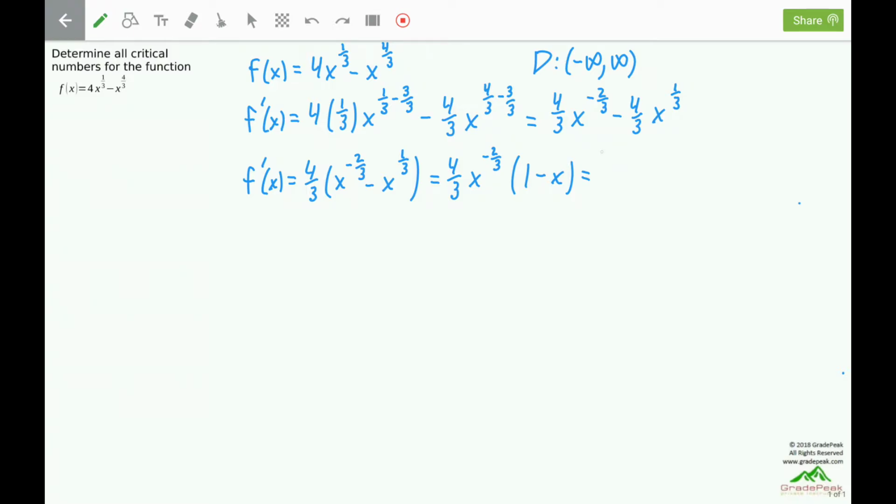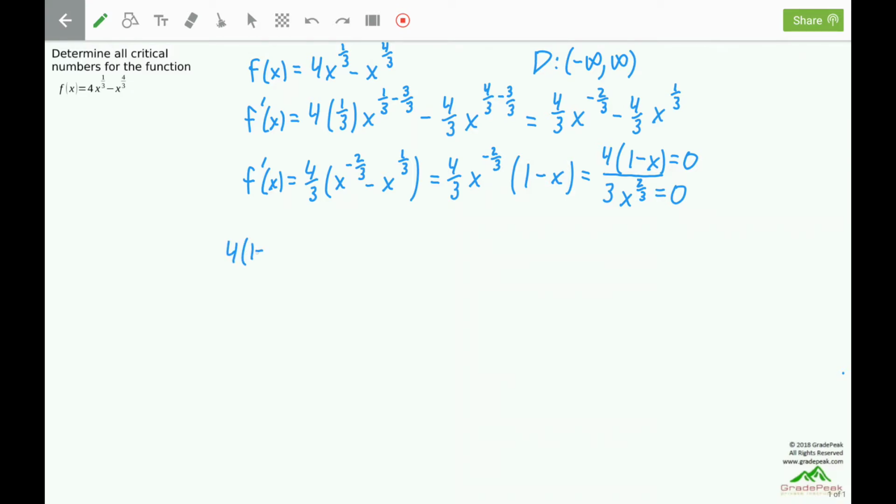We have a negative power. It will move to the denominator. There's a 4 in the numerator. There's a 1 minus x that will stay in the numerator since it's not to a negative power. There's a 3 in the denominator, and then the x to the negative 2/3 can move to the denominator to become x to the positive 2/3. We can now set the numerator equal to 0 and the denominator equal to 0.